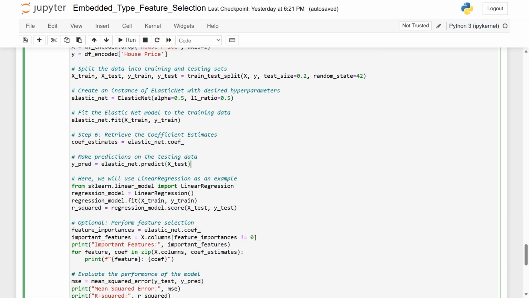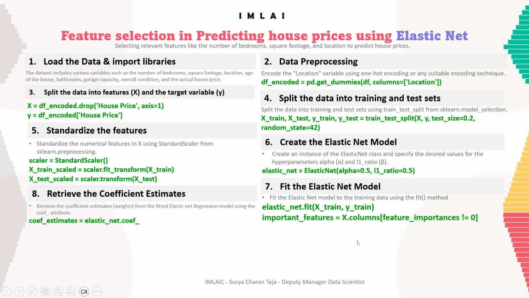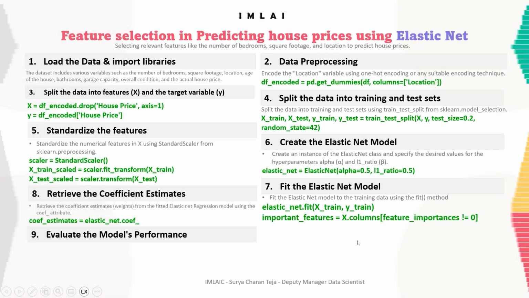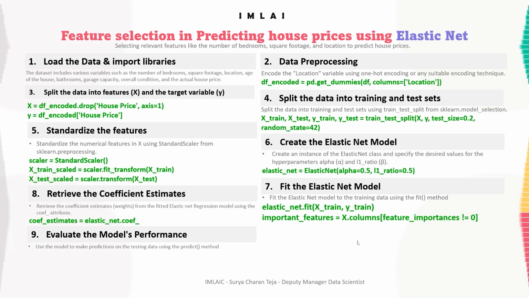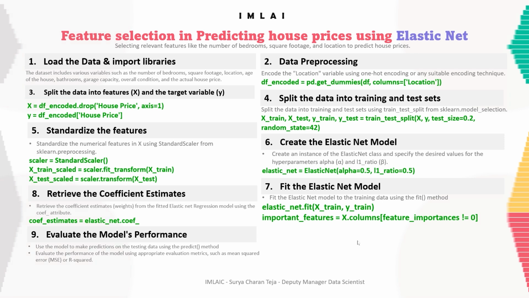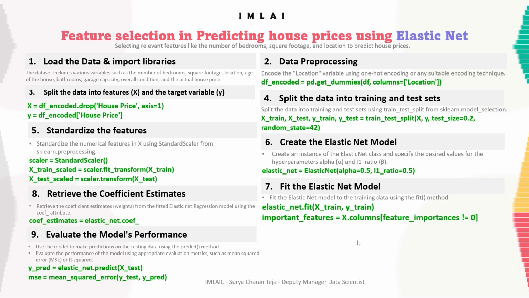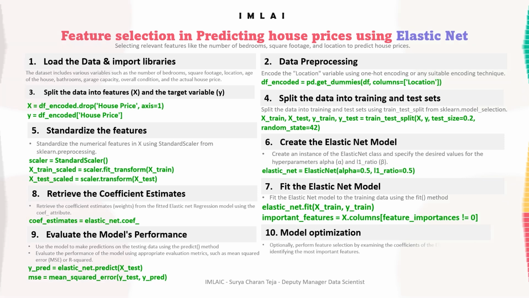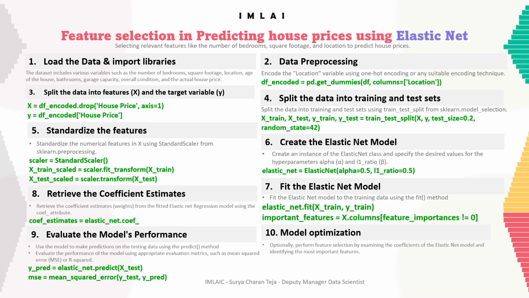Okay, so what's next? The next step, once that's done, is to evaluate the model's performance. Use the model to make predictions on the testing data using the predict method. Then evaluate the performance of the model using appropriate evaluation metrics such as mean squared error or R squared. Here we'll be using the mean squared error. Then finally, model optimization. You can optionally perform feature selection by examining the coefficients of the elastic net model and identifying the most important features.